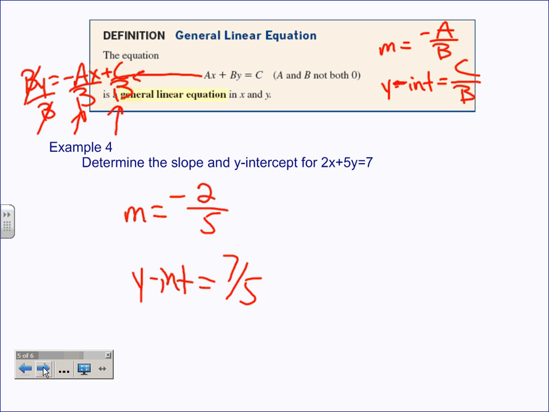And the reason those two things are so nice is it's so easy to graph them when you get those two things. You just do the y-intercept and you do your slope, remember, which is change in y over change in x. So this would be down 2 over 5, or to the right 5. It's so much quicker to graph them. I don't know why there's another slide. We'll just check it out. That's fine.